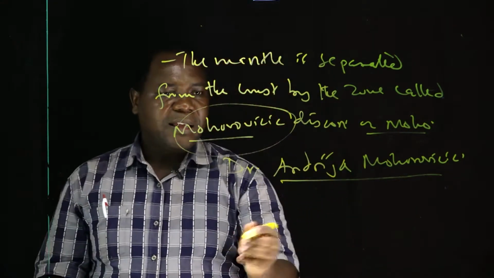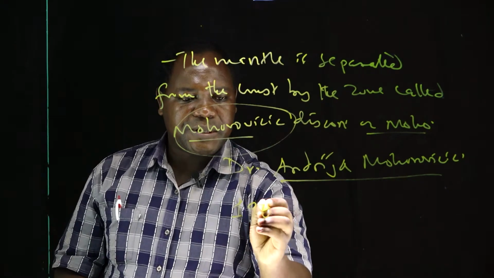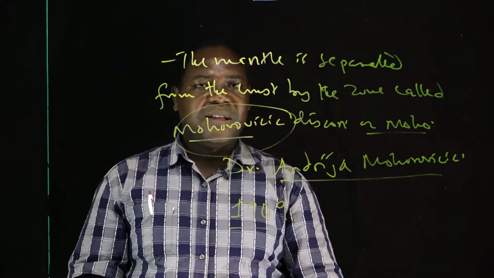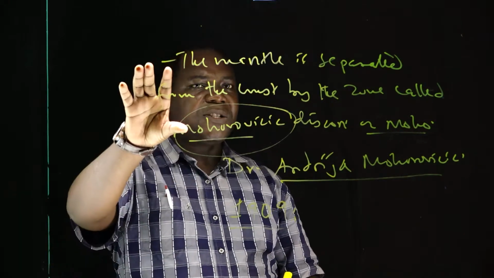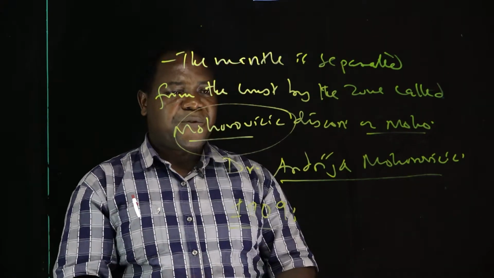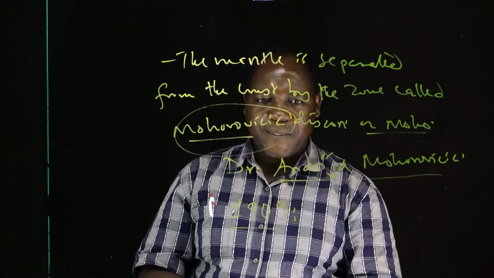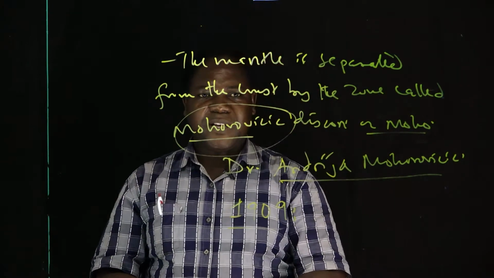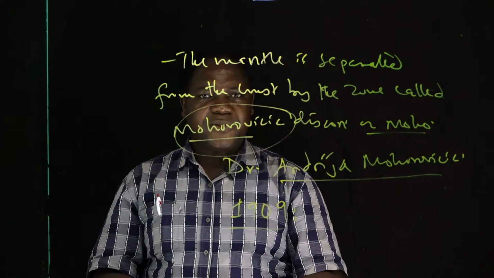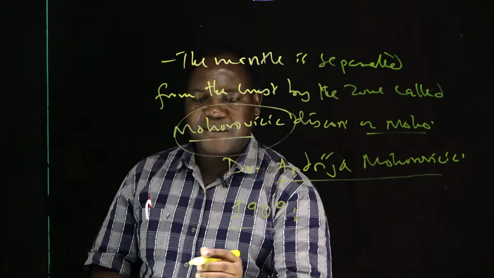When did he do this? This was established in 1909, when the zone of separation between the mantle and the crust was established by this doctor from Yugoslavia, Andrija Mohorovic. Now from there, my dear student, we are done with the crust and the mantle. Finally, we go to the last internal layer of the Earth, that is the core.